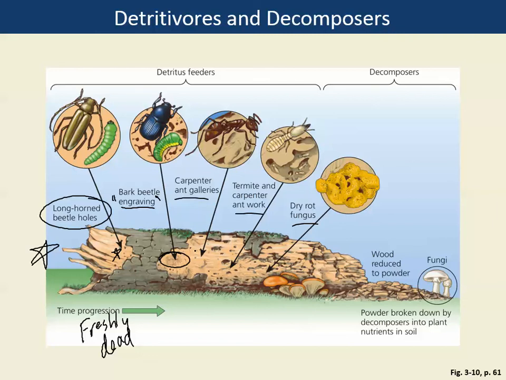Carpenter ants start to work and they continue their work. Termites then come into play. The wood then becomes kind of dry rotted and a fungus forms here. And then as time continues to go on, that wood is reduced to almost a powder. Another type of fungus winds up being created here, and that powder is then broken down by that fungus, and those nutrients wind up going back into the soil. So you've got your detritus feeders early on, and those are your beetles and your carpenter ants and your termites, and then the decomposers are your fungi, and any bacteria that help to break down that wood powder.